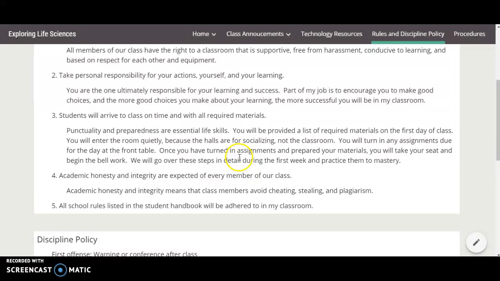Once you have turned in your assignments and prepared your materials, you will take your seat and begin the bell work. We will go over these steps in detail during the first week and practice them to mastery. Rule number 4, academic honesty and integrity are expected of every member of our class. That is, that class members avoid cheating, stealing, and plagiarism. And number 5, all school rules listed in the student handbook will be adhered to in my classroom.